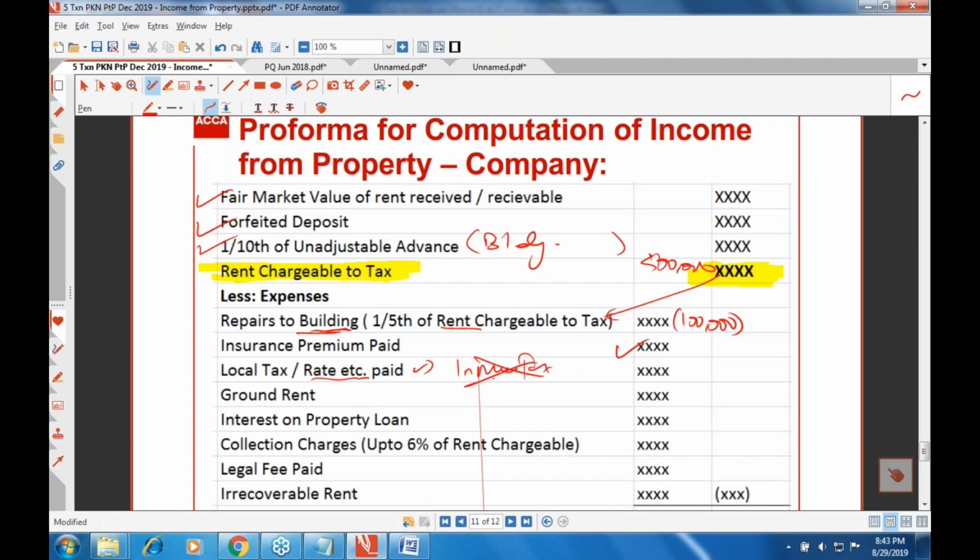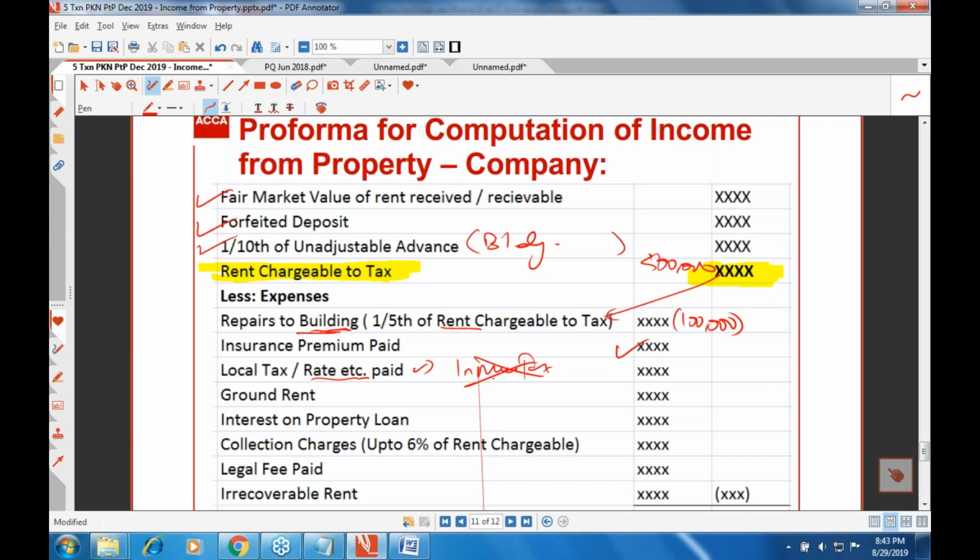So that is actually going to be considered as the local tax paid, because there is a local government which charges tax, then there is a provincial government that charges tax, then there is a federal government that charges tax. So the federal government charges you income tax, but the provincial governments and local governments charge you some other taxes like property tax, etc.